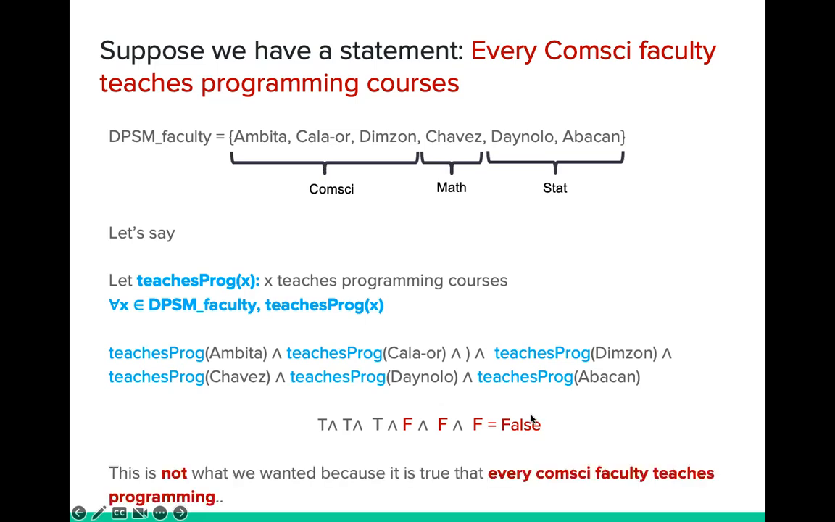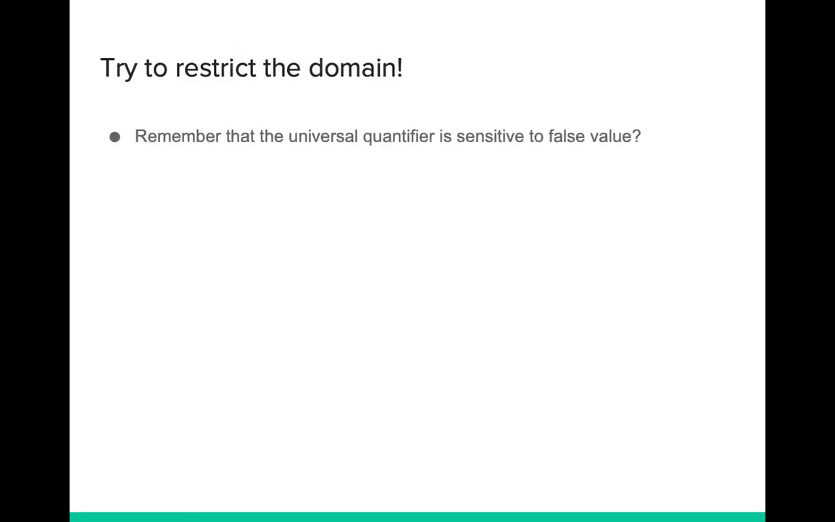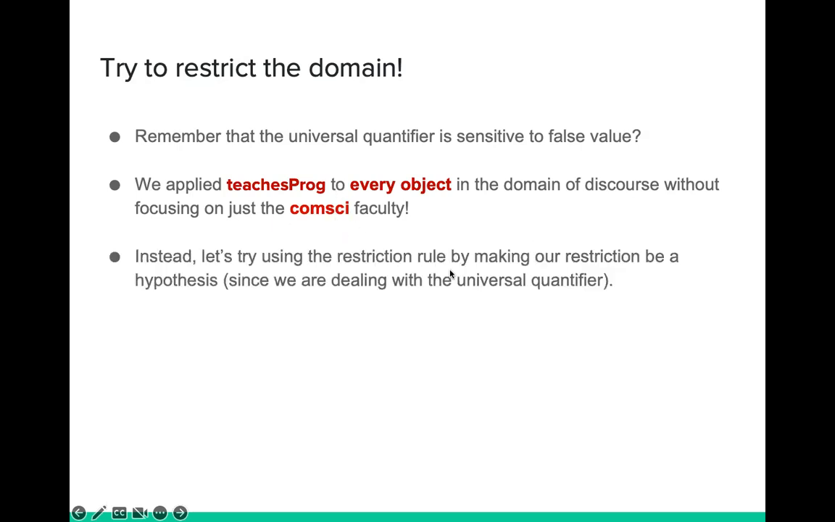But this is not what we wanted, because it is true that every ComSci faculty teaches programming, and this does not represent the statement that we want. So what we have to do is to restrict the domain. Remember that the universal quantifier is sensitive to false values, right? What we did was apply the predicate TeachesProg to every object in the domain of discourse without focusing only on the ComSci faculty.